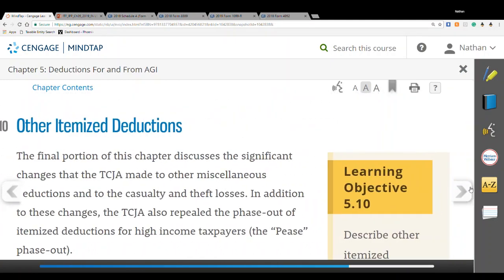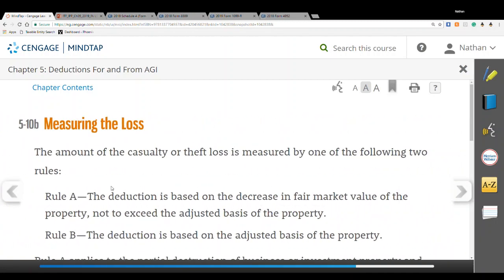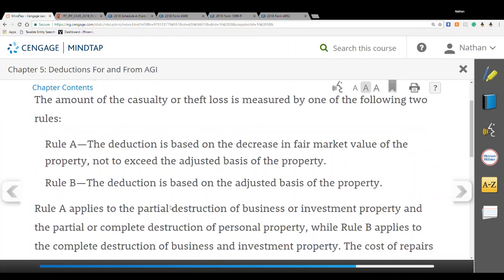So go into casualty. So it does talk about how to measure the loss, and deduction of basis. There's actually two, A and B. The amount of casualty loss is measured by rule A. The deduction is based on the decrease in fair market value of the property, not to exceed the adjusted basis of the property. So basically, if the fair market value has decreased, that's our deduction.